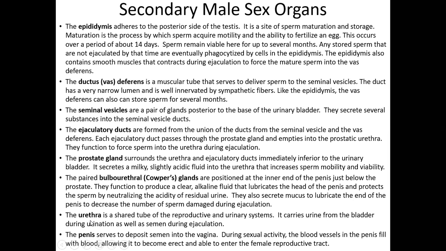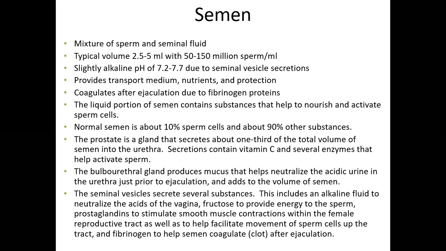Okay, the urethra, we talked about in our previous lecture, is a shared reproductive and urinary system structure in men, carrying urine from the bladder during urination, as well as semen during ejaculation. Part of the urethra is located within the penis, which serves to deposit semen into the vagina. During sexual activity, blood vessels in the penis fill with blood, allowing it to become erect and able to enter the female reproductive tract. We'll talk about erections and that kind of stuff here in just a little bit.